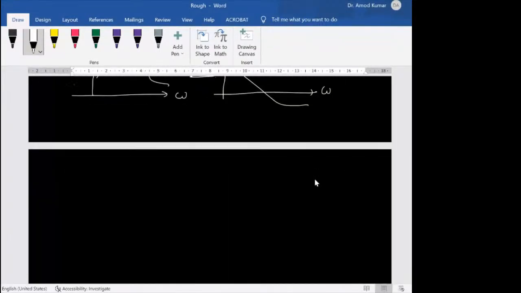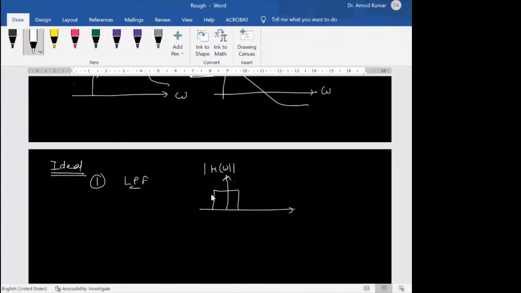Now, as I told you, there are 4 types of filters. First one is the low pass filter. So the low pass filter has this type of response. Whenever I say this, I'm talking of ideal filters. Practical filters do not have such a nice response. This is the mod of H omega I am plotting of the filter.